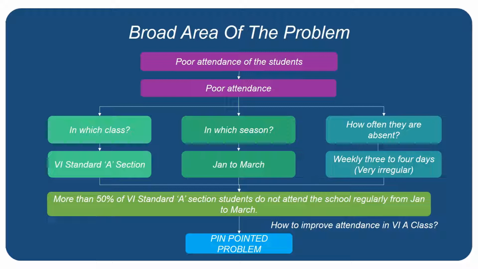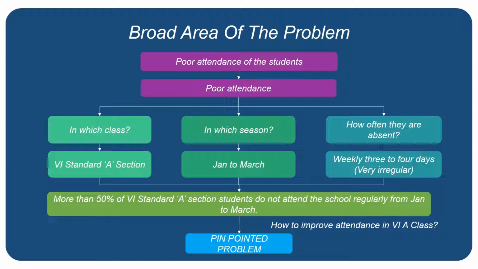Then from poor attendance of the students, broad area of the problem, now we are moving to the pinpointed problem as more than 50% of 6th standard A section students do not attend the school regularly from January to March. This can be taken as a pinpointed problem.